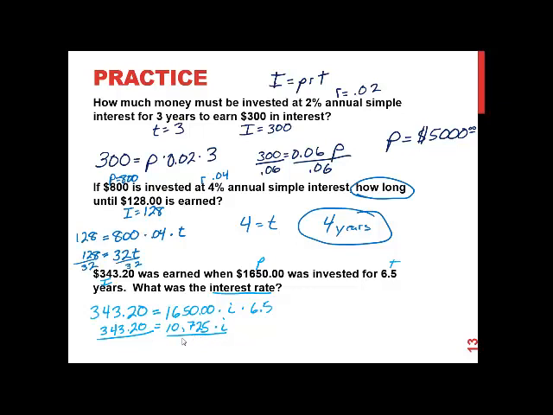Now if we divide both sides by 10,725, we find that I is 0.032. Now this is the interest rate as a decimal. Again, we've been using it as a percent, so we'll move the decimal over 2 places to get an interest rate of 3.2%.